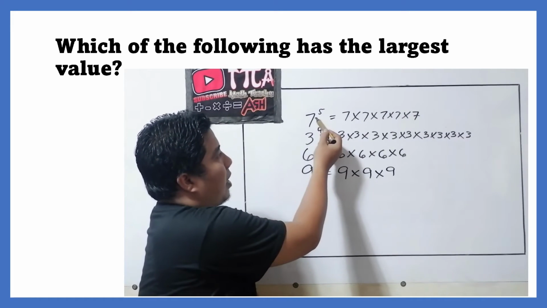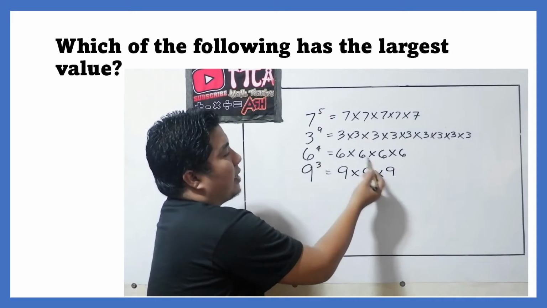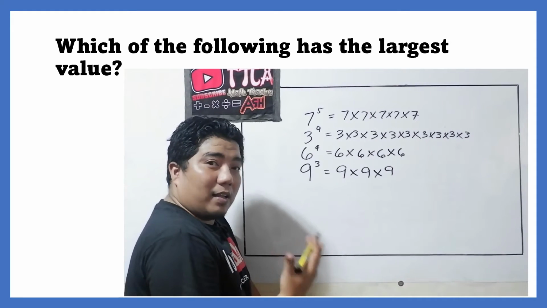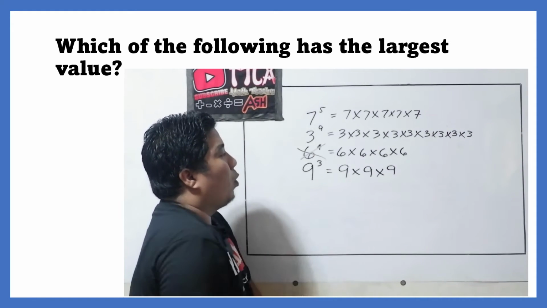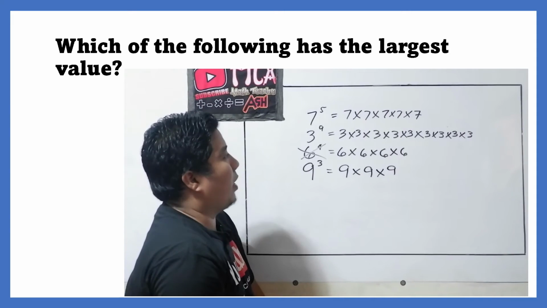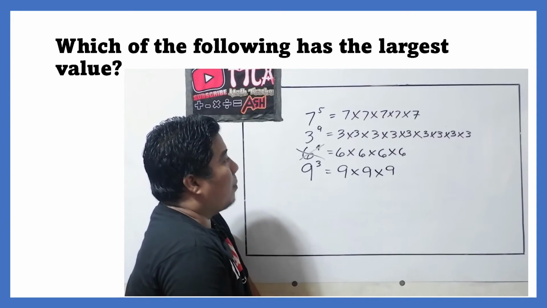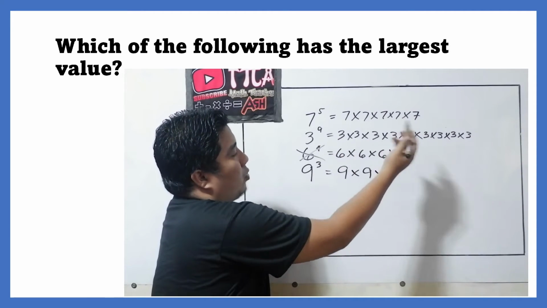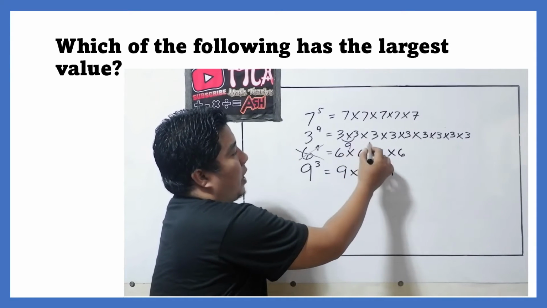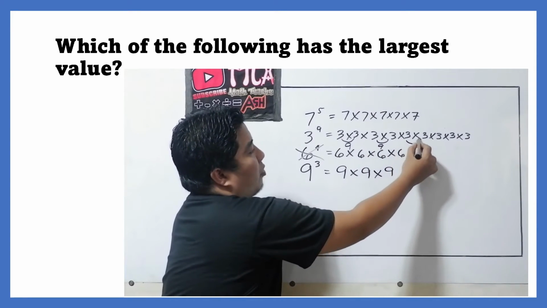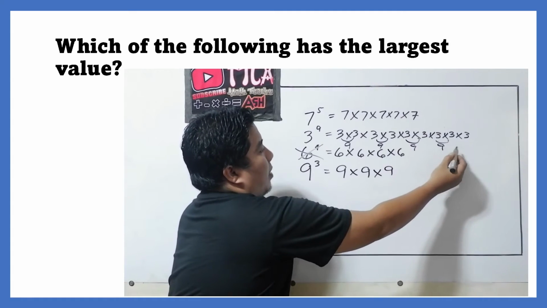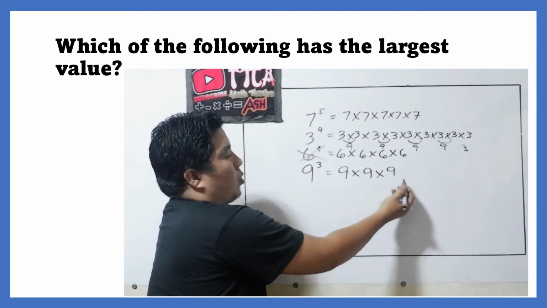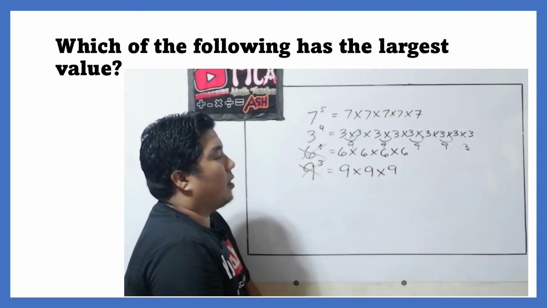Now, if you compare 7 to the 5th power and 6 to the 4th power, this has only 4 6s, while this one has 5 7s. Of course, 5 7s is greater, so therefore, we already know that 6 to the 4th power is not the correct answer. Now, how about 3 to the 9th and 9 cubed? Remember, in the 3 to the 9th power, if we multiply this one, this will be 9. If we multiply this one, this will be 9. If we multiply this one, 9, and here 9, but there is still another 3 there. So, this has already 4 9s, while this one has only 3 9s. So, therefore, this is not the correct answer.